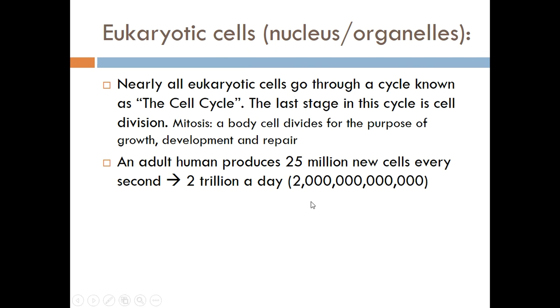And just to give you an idea, just since we've been talking, every second, on average, the adult human, male or female, divides about 25 million new cells every second. And this can equal up to 2 trillion cells a day. So that's the process we're talking about now. And remember, eukaryotes have a nucleus and organelles, so they're a lot more complicated.